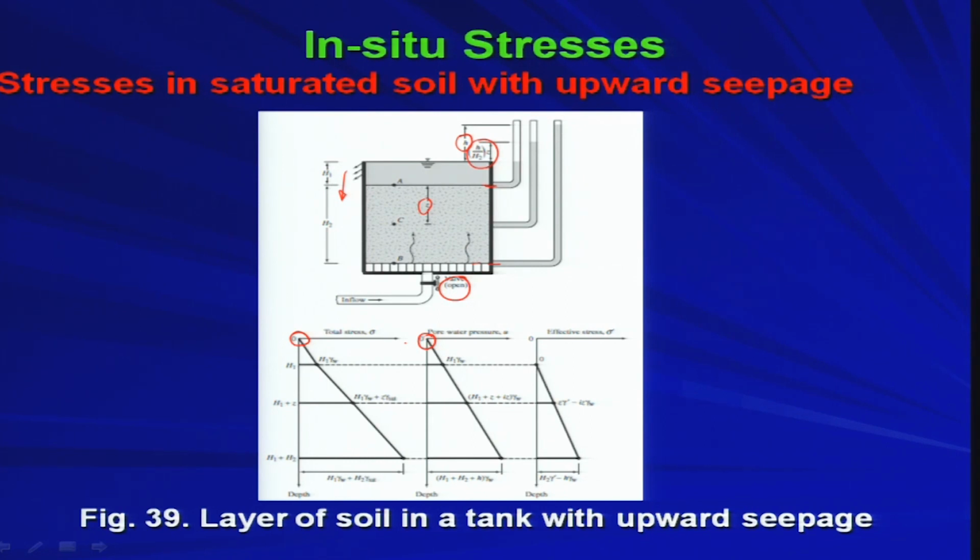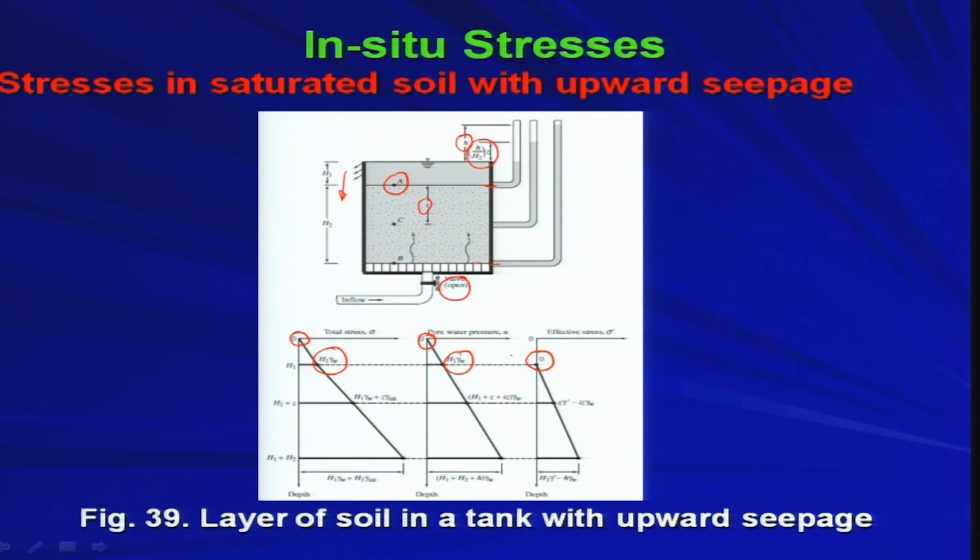Now, coming to point A, which is at H1 depth below the top surface. At that point, what is your total stress? H1 into gamma W, as we have seen in the last problem also when there was no seepage. So, H1 into gamma W. Therefore, your pore water pressure is the same, H1 into gamma W. Therefore, your effective stress is 0 at that point. That means you are just on top of the soil specimen, so your effective stress is 0.